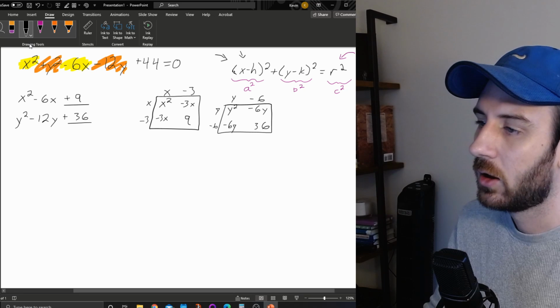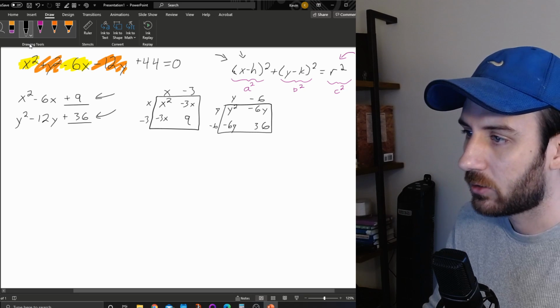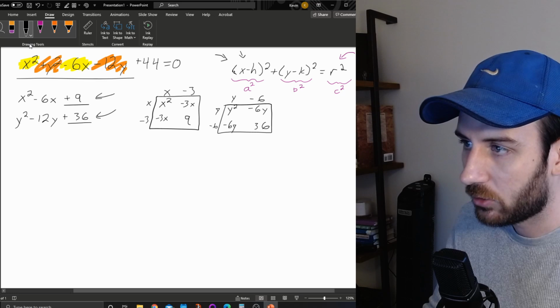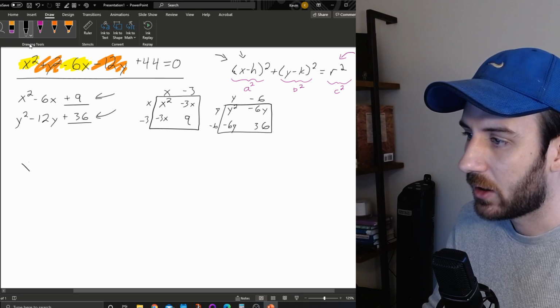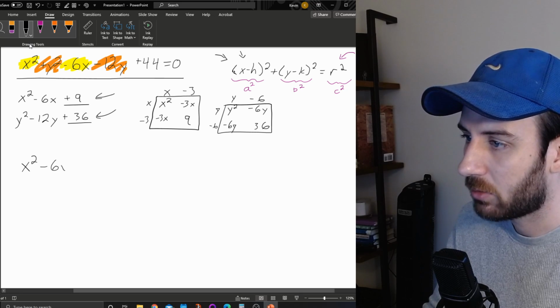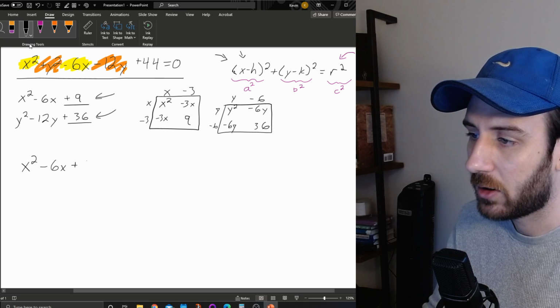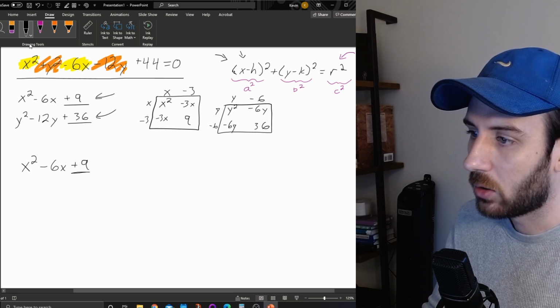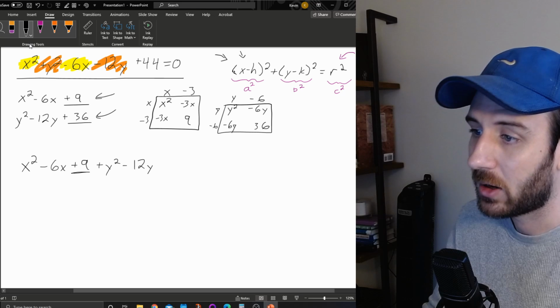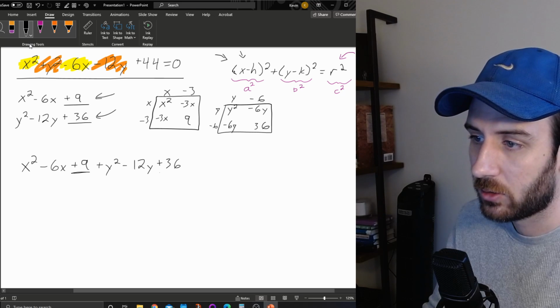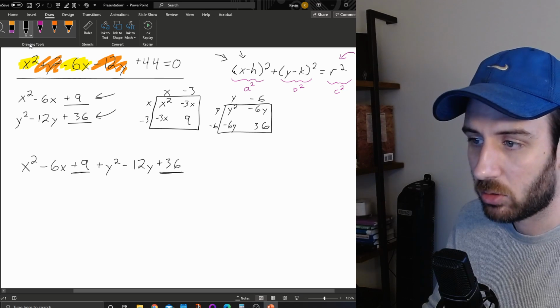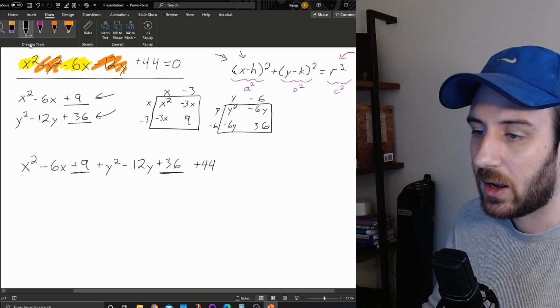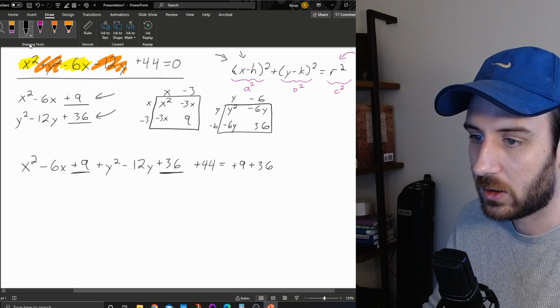Okay, so if I had 9 and I had 36, I would be able to write all of this using perfect squares. So let's kind of put that in. I'm going to say I have x squared, I have the minus 6x from above. I'm going to introduce a plus 9 on the left-hand side, no problem. I then have my y squared from the original problem. I have a negative 12y from the original problem, and I wanted to introduce 36. Okay, no problem. I have my original 44 from the problem, and I need to make sure that I keep this whole thing balanced. So we're going to add 9 and add 36 to the right-hand side.